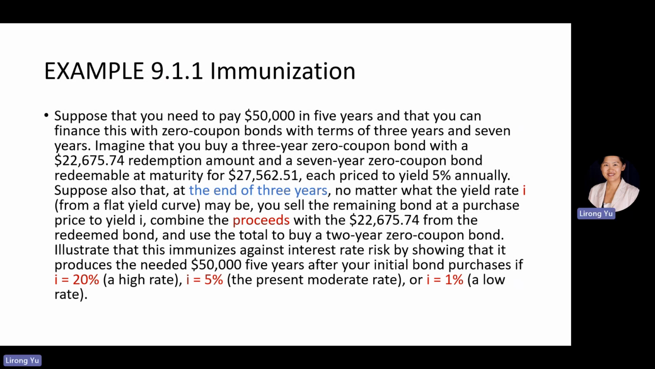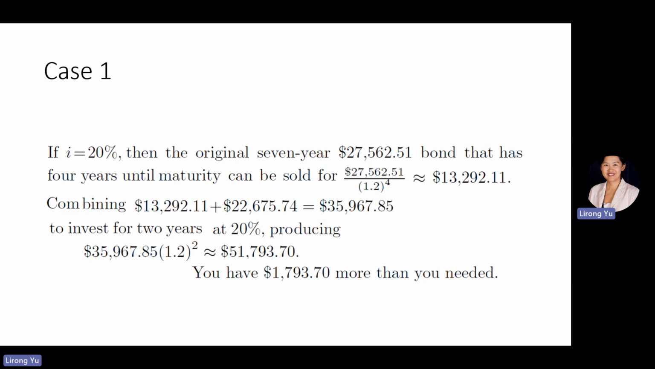Illustrate that this immunizes against interest rate risk by showing that it produces a need of 50,000 5 years after the initial bond purchase, if the interest rate is 20%, 5%, or 1%. Okay, so we're gonna try to illustrate that this method actually immunizes against interest rate risk, since for different interest rates the outcome is the same. All right, so how do we know that? So we were supposed to do the calculation for I equal to 20%, I equal to 5%, and I equal to 1%. So let's start with I equal to 20%.